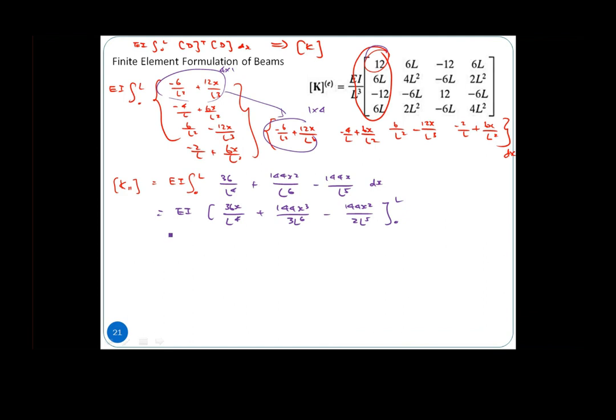All right, so then it gives us EI times 36 over L cubed. I will arrange it in terms of the denominator L cubed, plus 144 over 3L cubed minus 144 over 2L cubed. So it will give us EI times 12 over L cubed. So that gives us our K11.